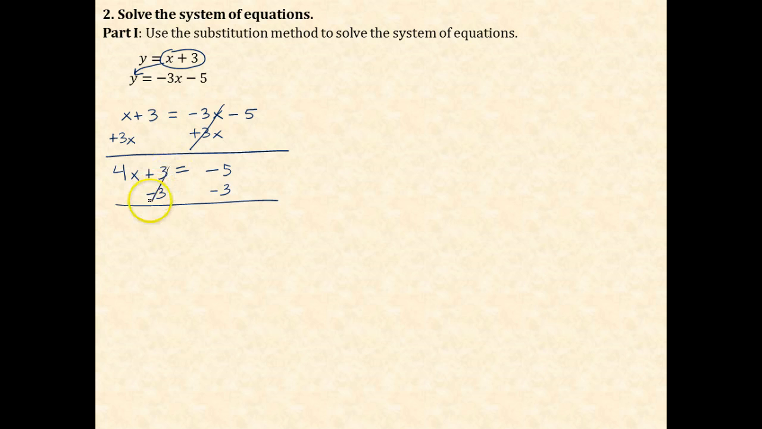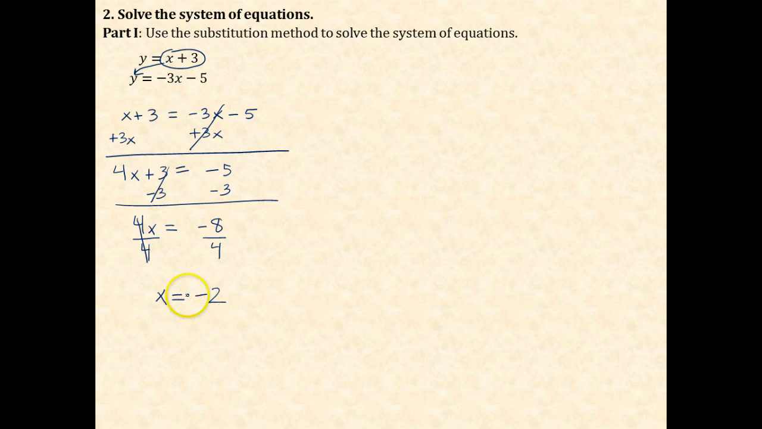And 3 minus 3 is 0, so I just have 4x left on the left side. Negative 5 minus 3 is negative 8. Now I got 4 times x. The opposite of multiplying by 4 is dividing by 4. So I'm going to divide both sides by 4. 4 divided by 4 is 1, and 1 times x is just x. And negative 8 divided by 4 is negative 2. So I have part of my solution. I know that x equals negative 2.